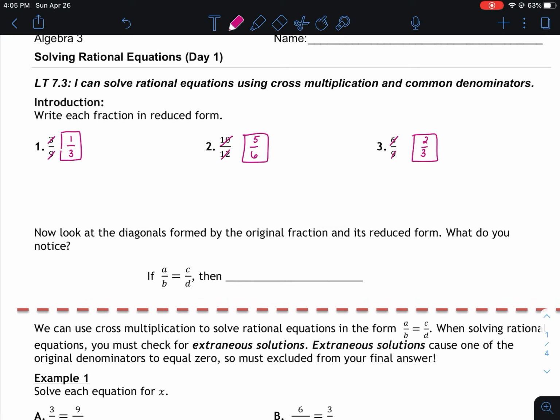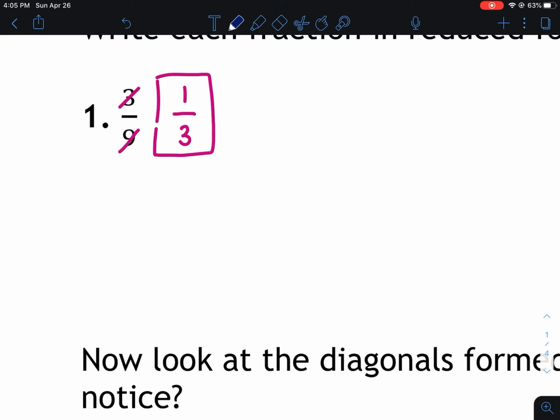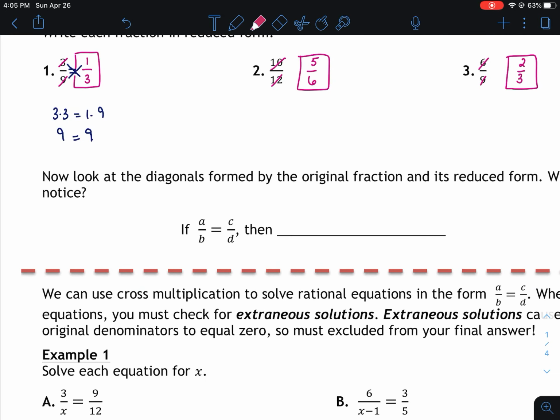Okay, so now look at the diagonals formed by the original fractions in its reduced form. If we look at 3 over 9 and 1 over 3, if we set them equal, the diagonals, we would get 3 times 3 and 1 times 9. If you notice, those are the exact same thing. 9 equals 9. And that's how we get this idea of cross multiplying. If we look at these diagonals here, A over B equals C over D, then A times D would equal C times B.